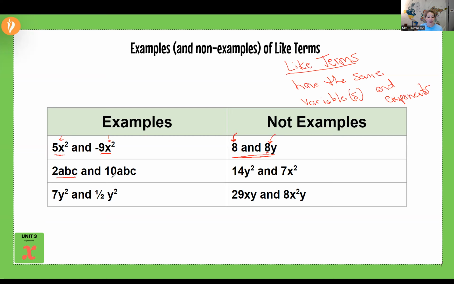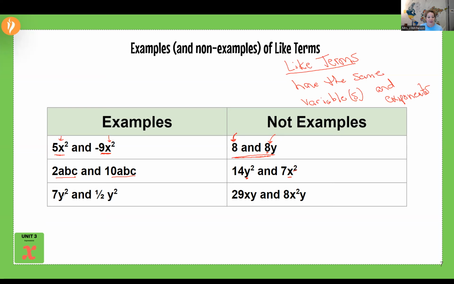These are both like terms because the variables match and we don't see any exponents, which means the exponents are all the same. They're all ones, okay? These are non-like terms because even though they have the same exponent of 2, the variables are different. So these are unlike terms.